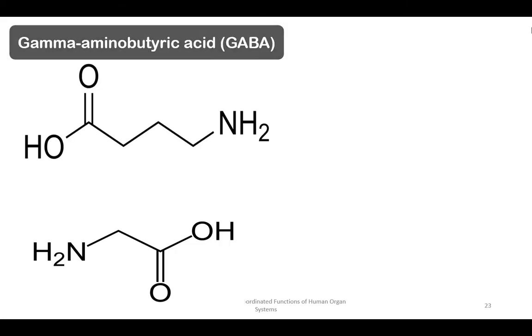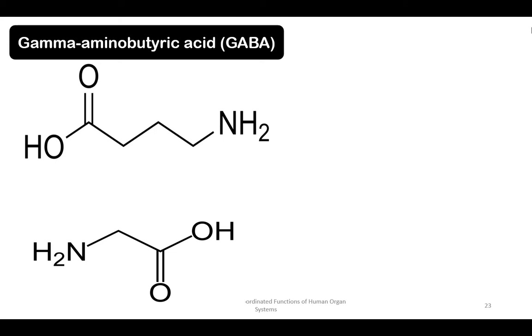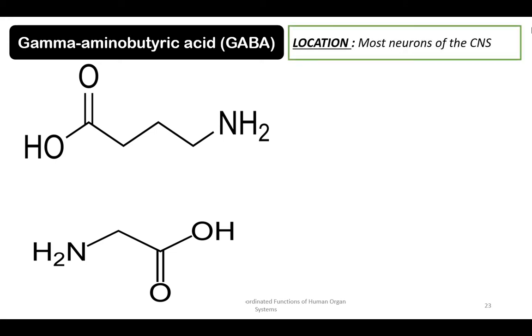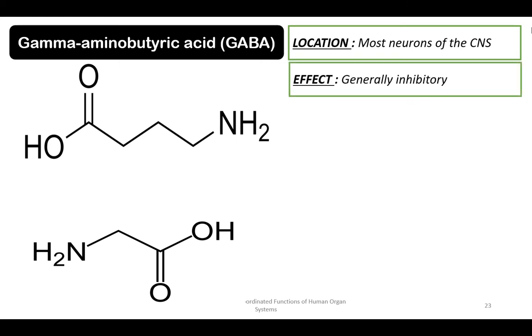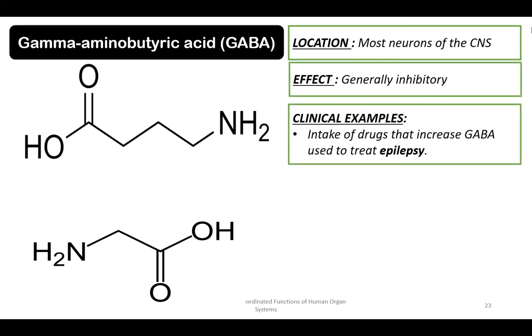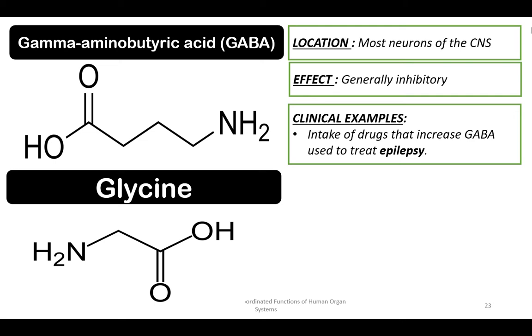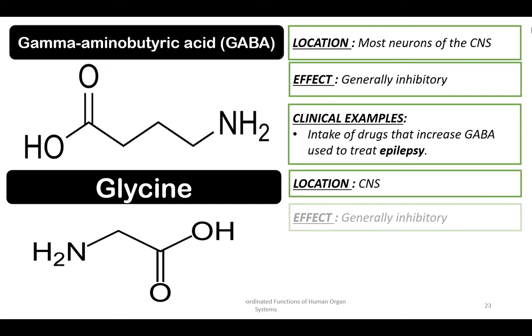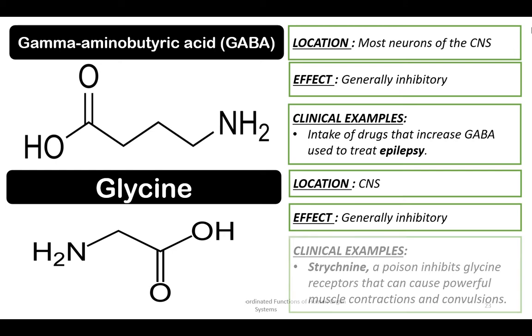Next is gamma aminobutyric acid or GABA. Location is most neurons of the CNS, generally inhibitory. Intake of drugs that increase GABA is used to treat epilepsy. And glycine, location is CNS, effect generally inhibitory, and a clinical example is strychnine, a poison that inhibits glycine receptors and can cause powerful muscle contractions and convulsions.